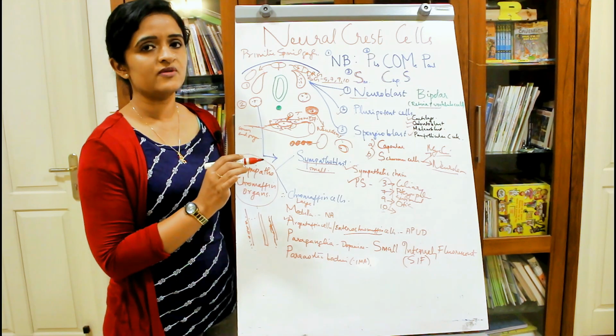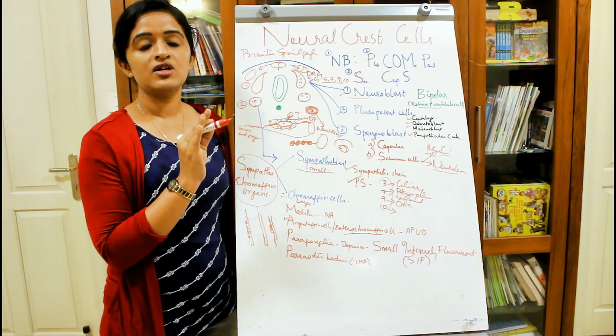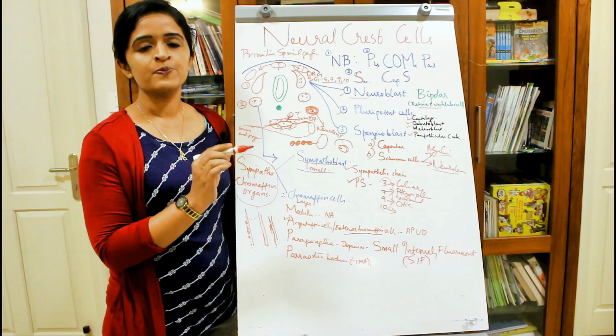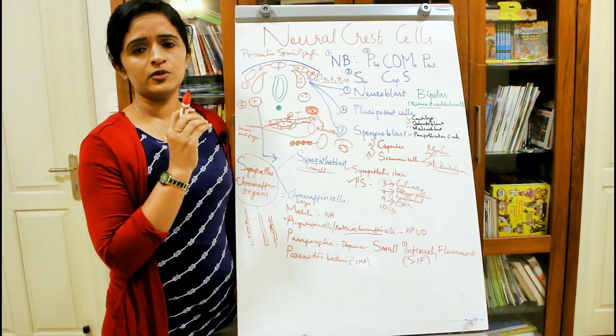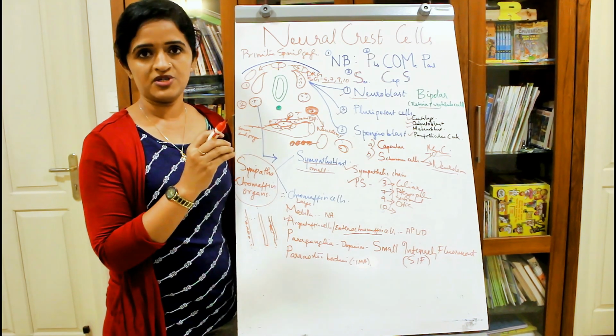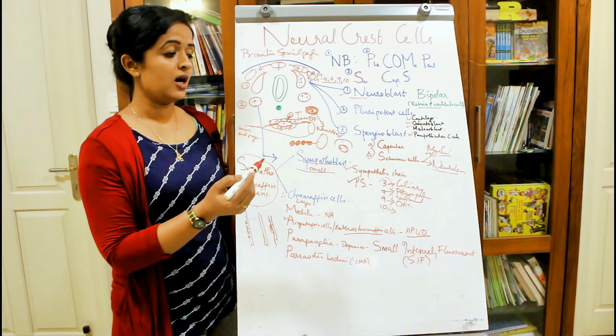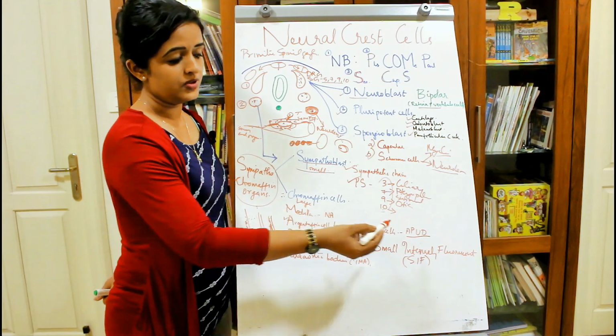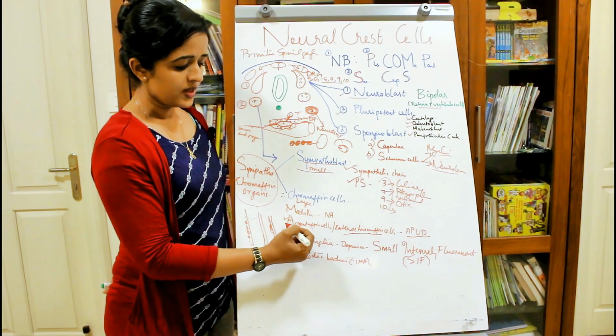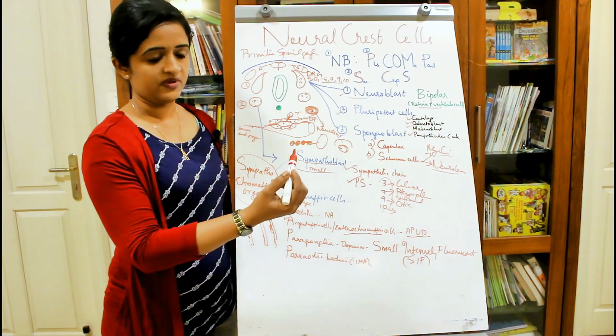Enterochromaffin cells. So enterochromaffin cells are the chromaffin cells seen in relation with the mucous membrane of the GIT. And they are peculiar for the production of some local polypeptides, and hence they are known as APUD cells, amine precursor uptake and decarboxylation cells. So that is argentaffin cells or enterochromaffin cells.